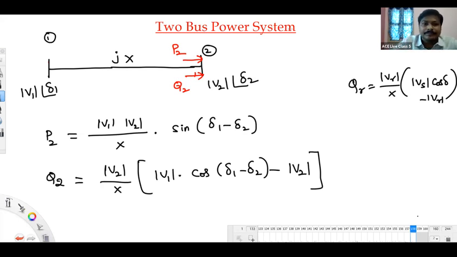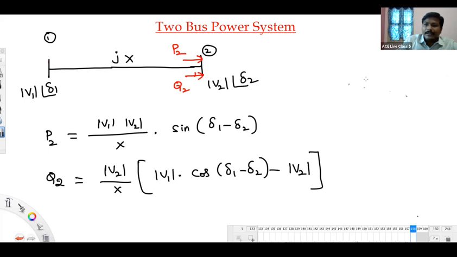Next thing. Now tell me please, who will decide whether P2 is positive or negative? Is it going to be decided by V1, V2 by X? Yes or no? No, it's not going to decide. It will be decided by delta 1 minus delta 2.